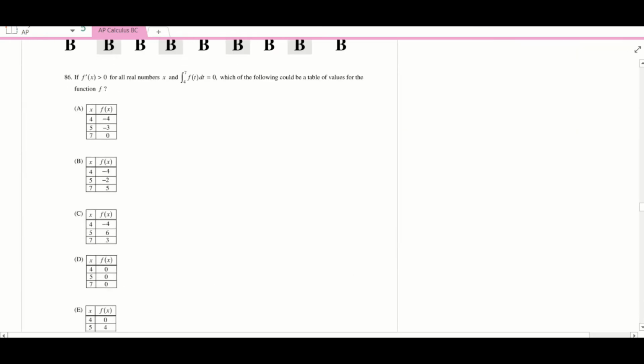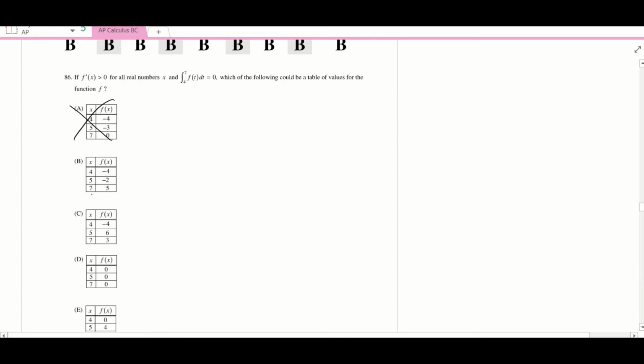Okay, number 86. If f prime of x is greater than 0 for all real numbers x, and the integral from 4 to 7 of f of t dt is equal to 0, which of the following could be the table of values for the function f? Well, for A, it's definitely not, because the integral for this one would be less than 0, because it looks something like this, right? Because it's less than 0, so it's definitely not A.